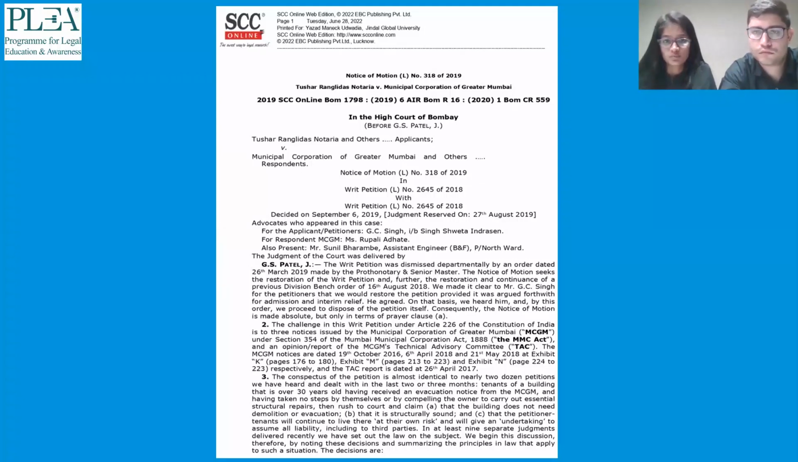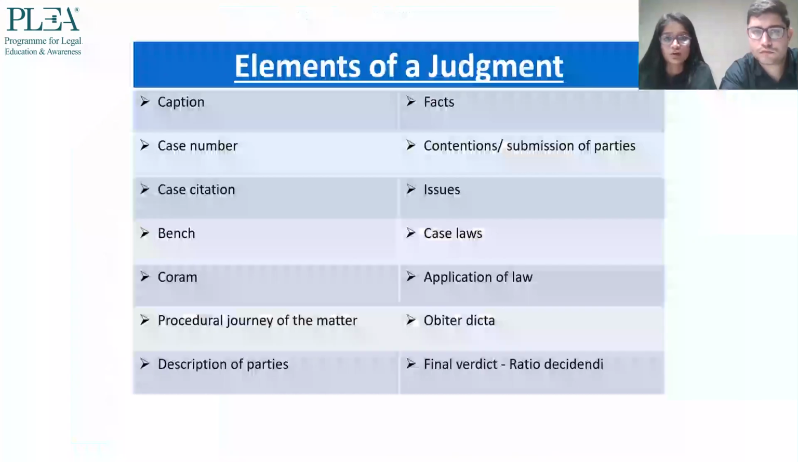So that is why quorum is a very important part, and you must pay attention, because a lot of times if you're using a similar kind of judgment before a bench, which has similar aspects of law, and the quorum is known, then it makes a lot of difference.